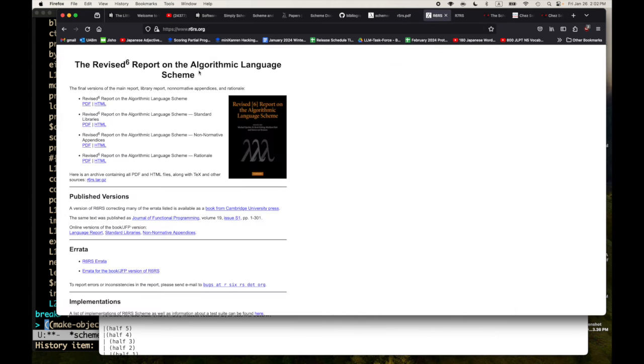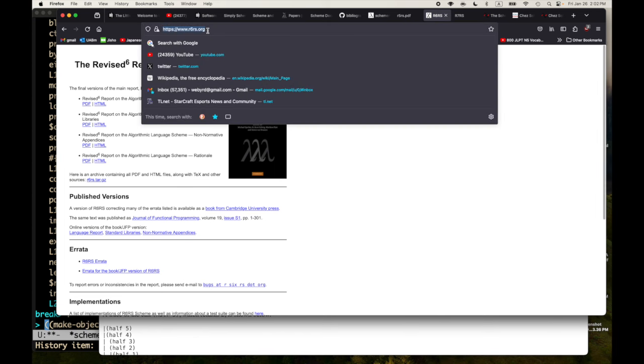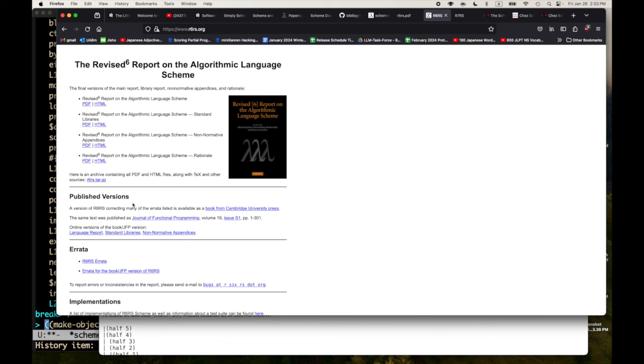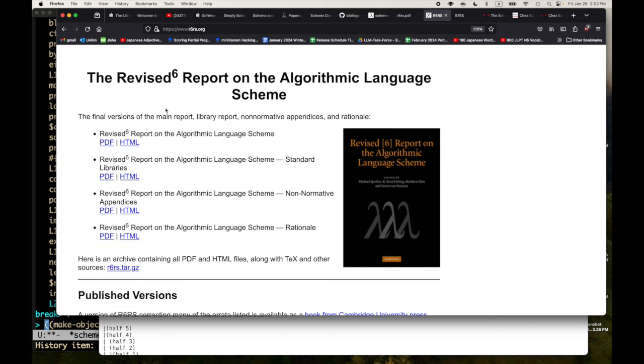More recently, there's the Revised, I think I got that right, Report on the Algorithmic Language Scheme, revised to the 6th power, or R6RS. And you can find on r6rs.org different versions of the specification. Now for R6, they broke up the specification into both the language specification and the standard libraries. So this is a bigger version of Scheme, significantly bigger than R5RS. It's somewhat controversial that it was so big.